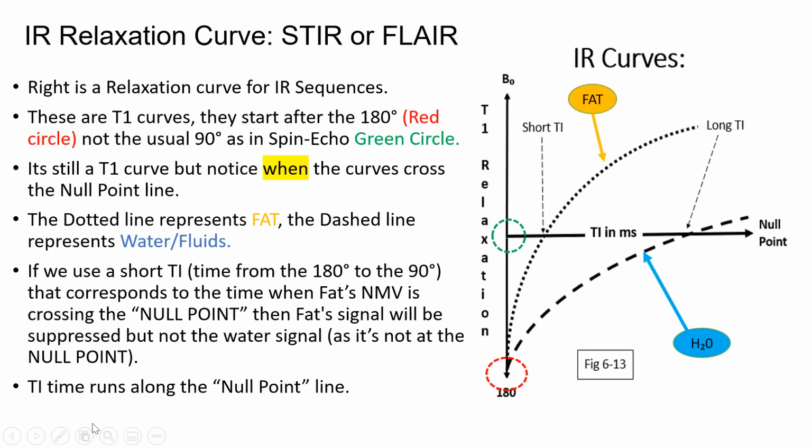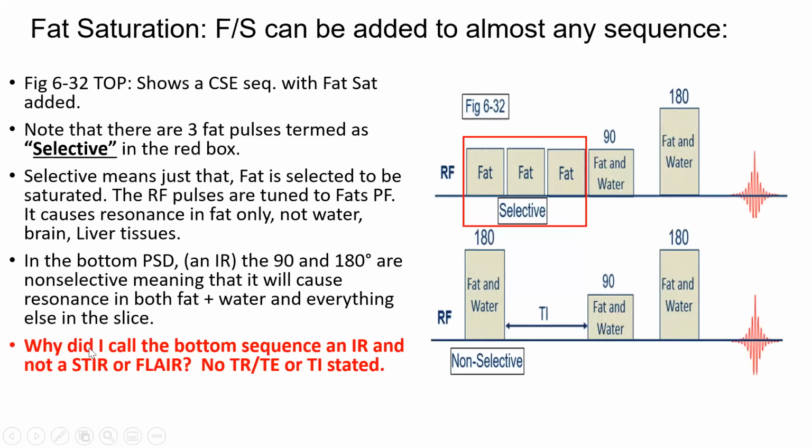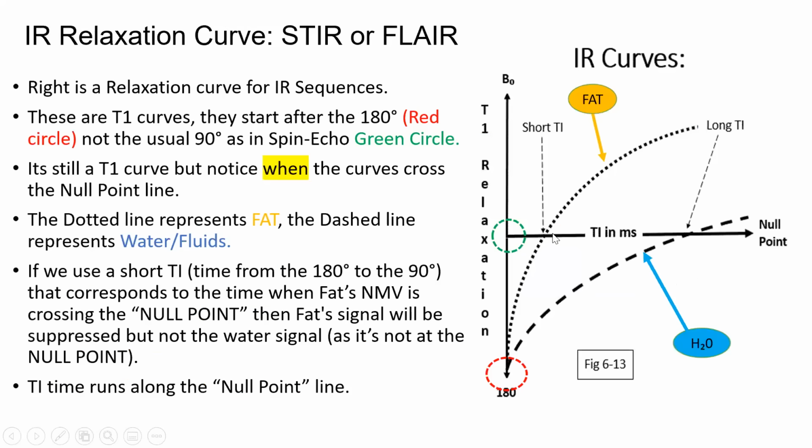So if we apply our 180 and we wait the TI, when fat gets here, if we turn on and start our spin echo pulse sequence right here, we're going to suppress fat. If we invert everything and wait and wait and wait, then when water gets to the null point, this is when the 90-degree pulse comes in. This is where the spin echo sequence starts, okay? So as long as tissue has gotten to the null point, we will suppress it with the correct TI.